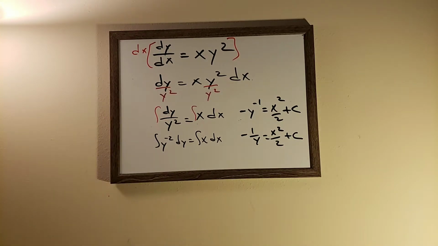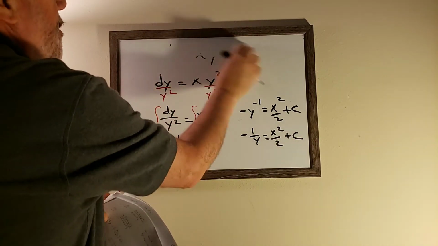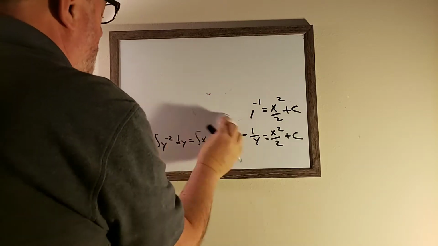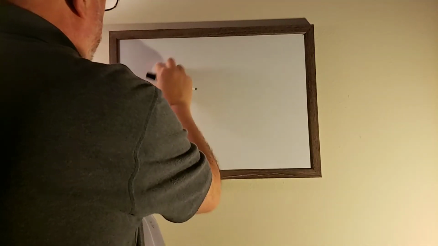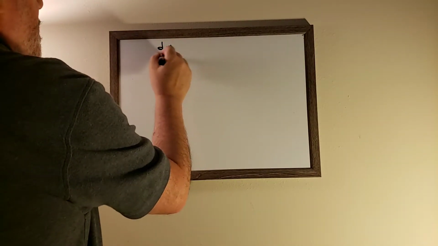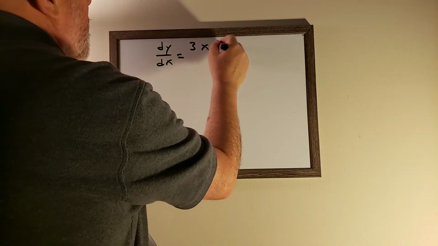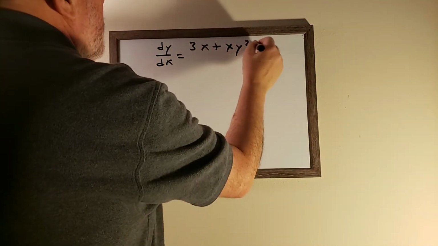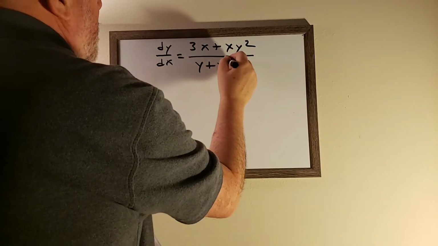Okay. So let's go on to one a little bit more complicated in terms of the separation process of my variables. Right? And so now I have one that looks like this. So dy dx equals 3x x y squared over y plus x squared y.